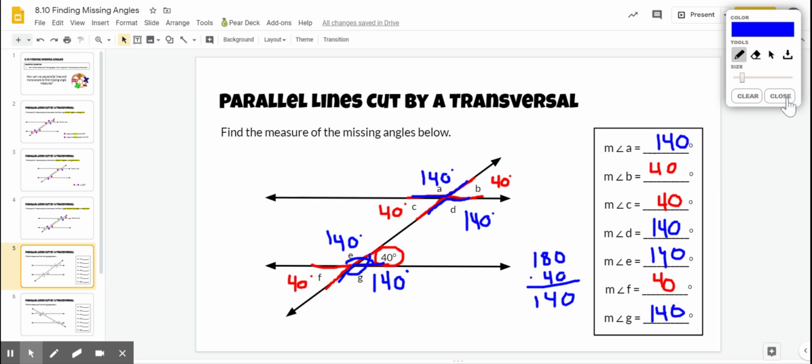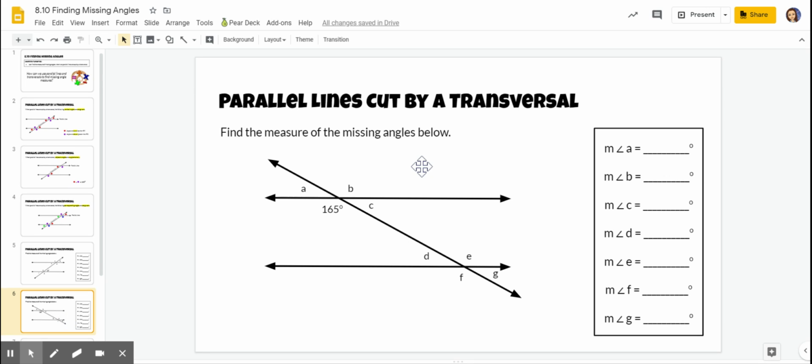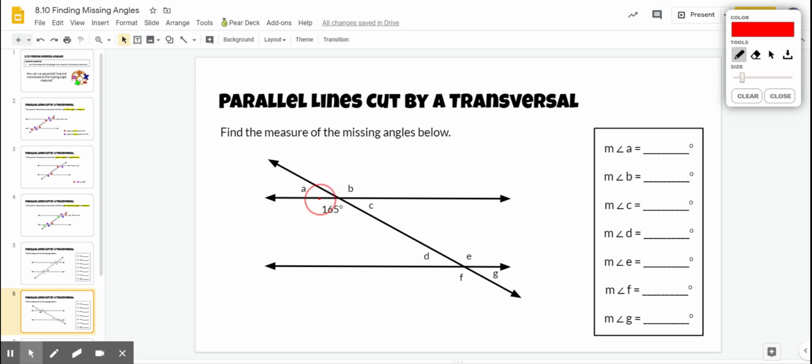Let's try another one together. Take a look at this example. It says find the measure of the missing angles below. So the first thing we want to do is look at the angle that they give us. So it looks like here they have given us this angle as measuring 165 degrees. So the first thing I want to look at is the easiest, which angle is vertical to this 165-degree angle? And that would be angle B.